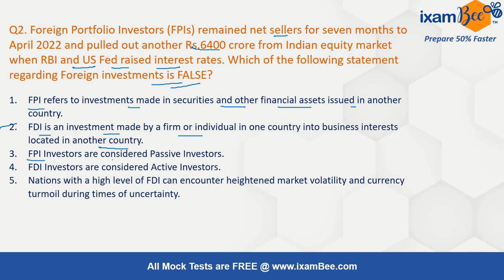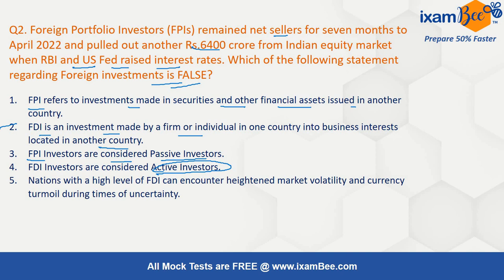Foreign portfolio investors are considered passive investors because they invest in a portfolio, say Google has taken a stake in Reliance, but they are not going to manage the day-to-day operations of Reliance. While FDI investors are considered active investors. Active means they manage the company where they are investing. Say for example, tomorrow Tesla starts their manufacturing in India, or already Volkswagen has a manufacturing unit in India, Hyundai has a manufacturing unit in India.